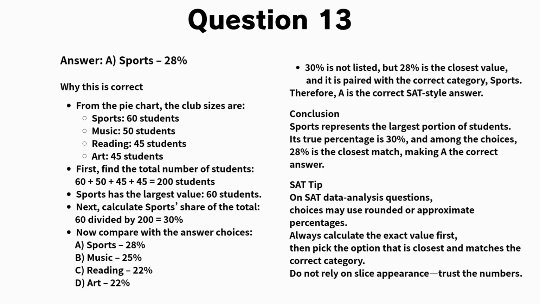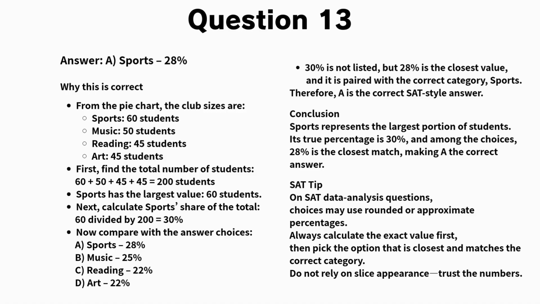Now we need to determine which activity has the largest number. Sports has 60 students, which is clearly the highest value among the 4 activities. Let's calculate sports percentage of the total. We divide 60 by 200, which equals 0.30. Converting to percentage, 0.30 times 100 equals 30%. Here's where it gets interesting. The exact percentage is 30%, but that's not listed among the choices.